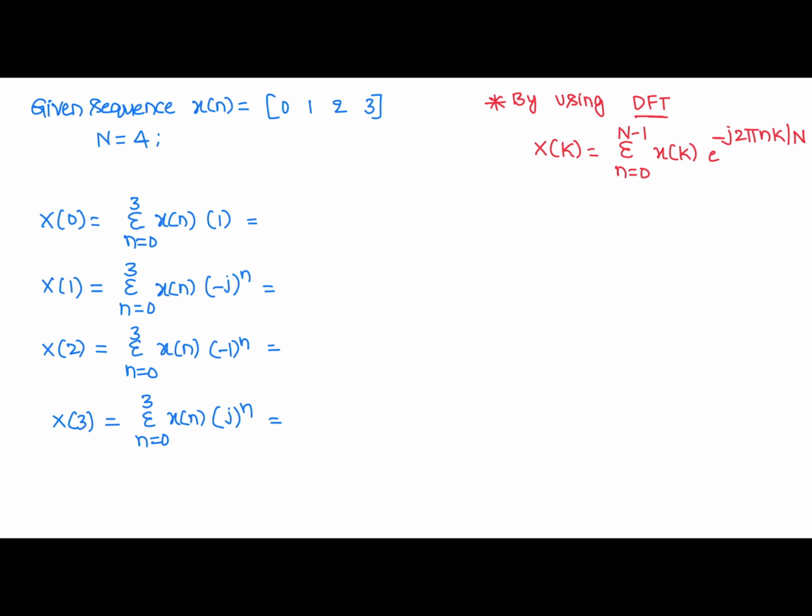X of 0 is sum of all values in the sequence x of n, that is 0 plus 1 plus 2 plus 3. Its value is 6. X of 0 value is 6 and X of 1 is sigma n is equal to 0 to 3 x of n times minus j power n, because e power minus j pi by 2 whole power n, its value is minus j power n.